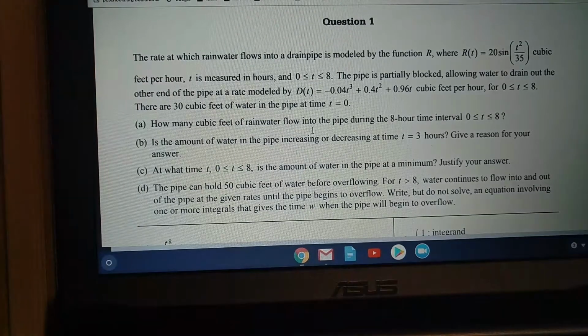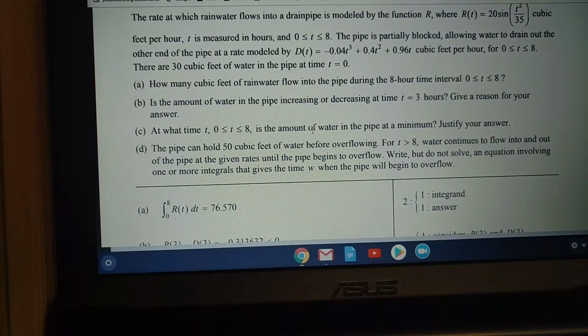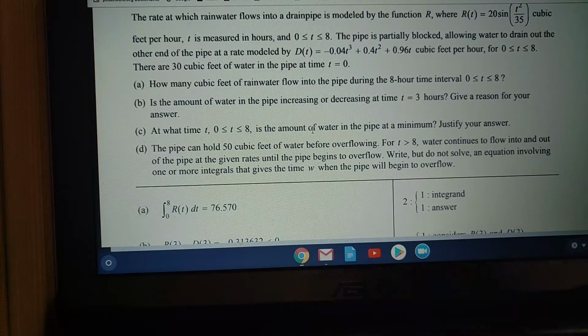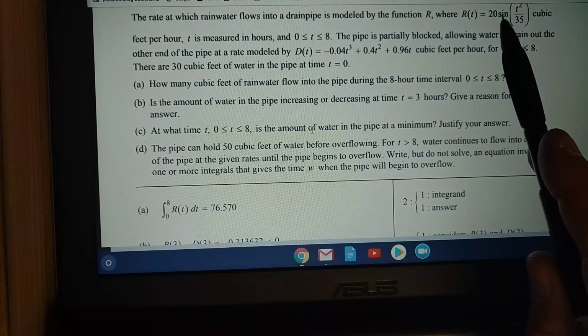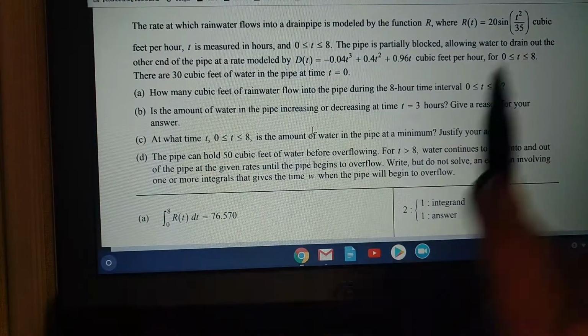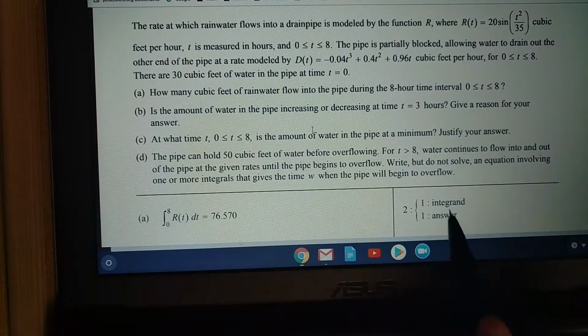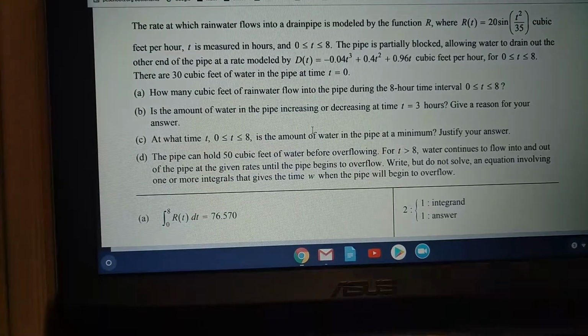So for A, it asks how many cubic feet of rainwater flow into the pipe during the first 8-hour interval. Our function is our rate in function. So we simply integrate our rate in from 0 to 8, and that'll give us the total amount of water that has come in. You get 1 point for knowing to integrate this rate function here, the rate in function, the R. So if you integrate that correct thing, either with this listed or you actually have the function written out, you get 1 point. If you need to go from 0 to 8 and you evaluate it correctly and get the 76.570, you get the second point.